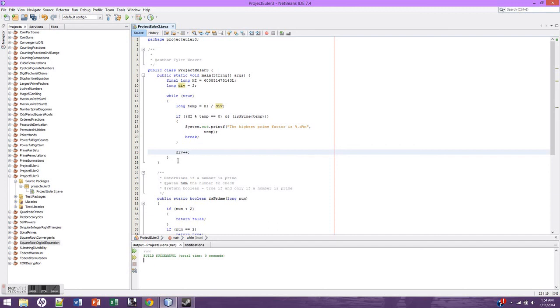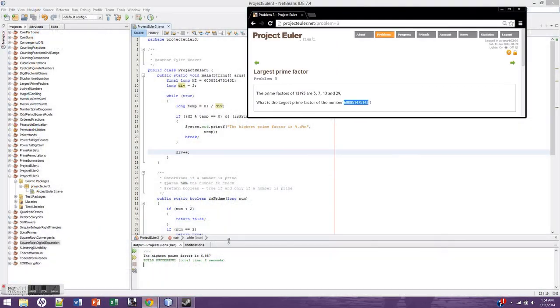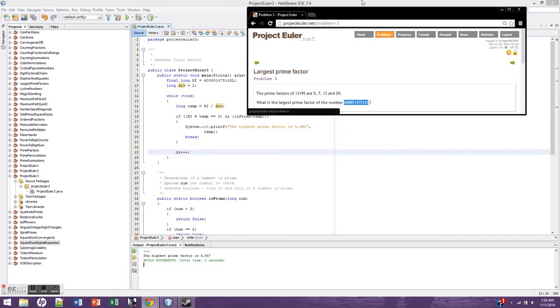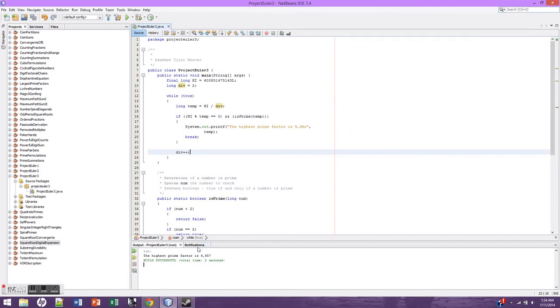Yes. So, if we run this, it's 857. I think that's the right answer. Yes, it is. This is the correct answer. Unfortunately, it does take 2 seconds.